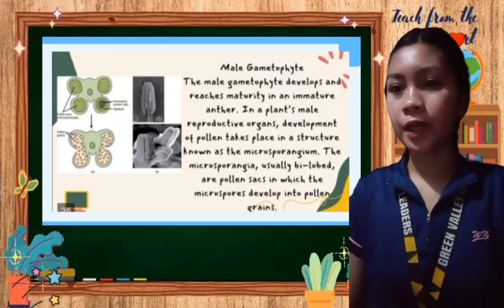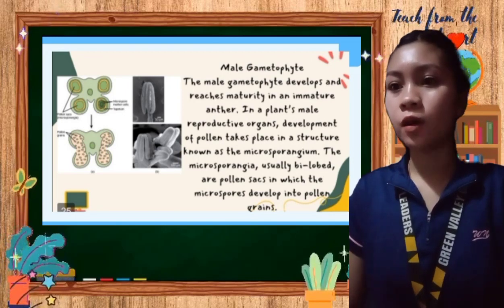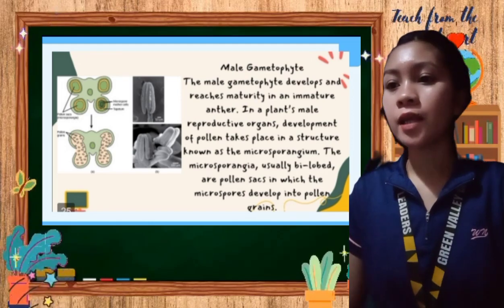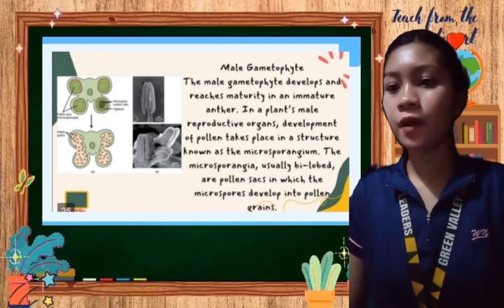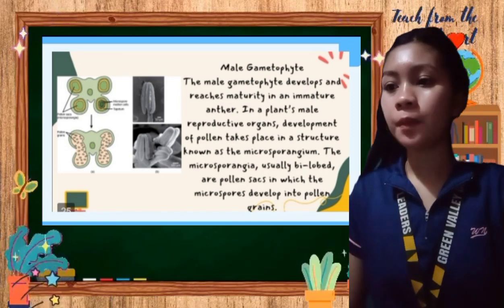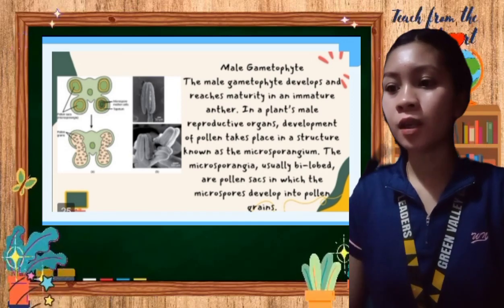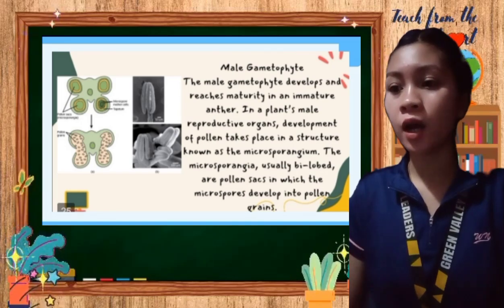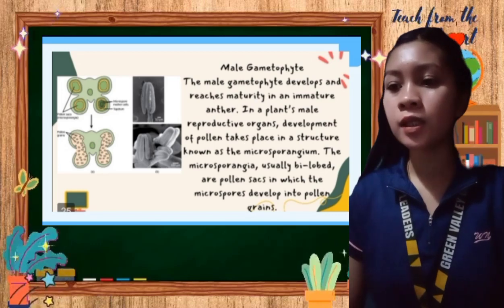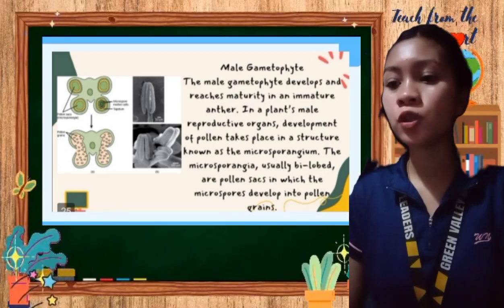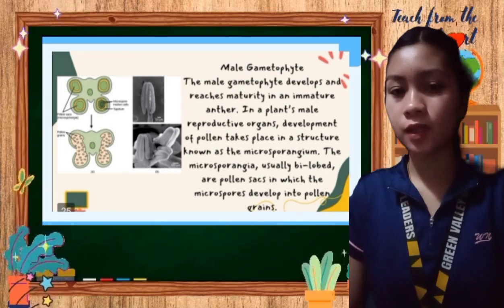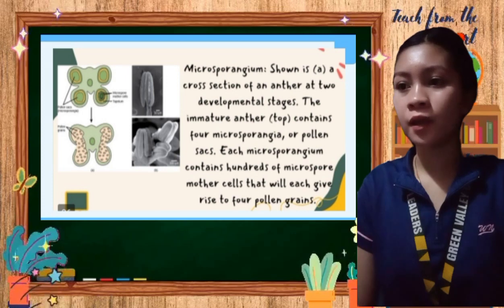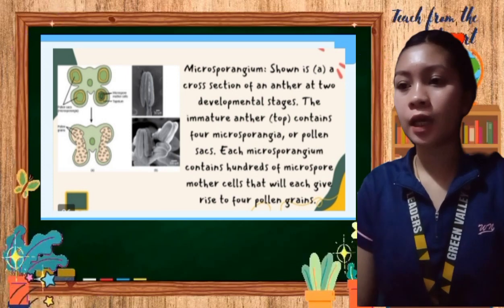Male gametophyte. The male gametophyte develops and reaches maturity in an immature anther. In the plant's male reproductive organs, development of pollen takes place in a structure known as the microsporangium. The microsporangia usually form pollen sacs in which the microspores develop into pollen grains. Shown is a cross-section of an anther under two developmental stages.